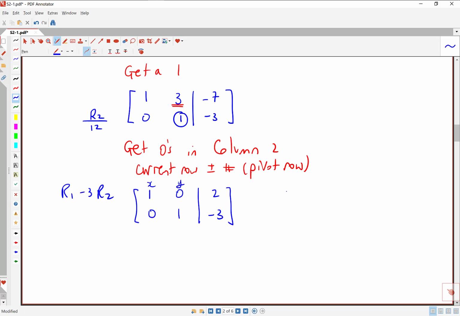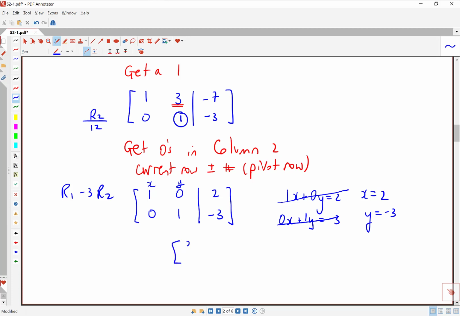See, the top row says 1 times x plus 0 times y equals 2, or if we wrote that in a more natural way, that's just saying x equals 2. Bottom equation, in a similar way, is giving us the value of y. So y equals negative 3. If you wrote it out the long way, it would look like 0x plus 1 times y equals negative 3. But more naturally, just y equals negative 3.